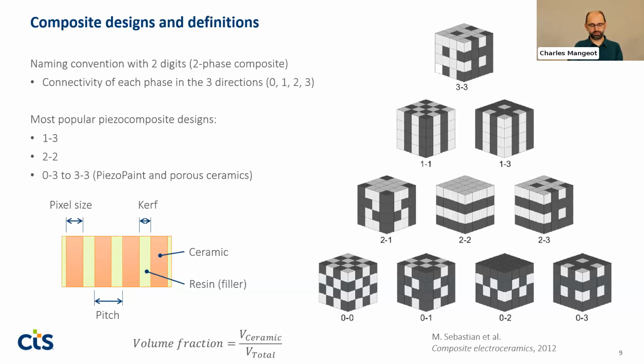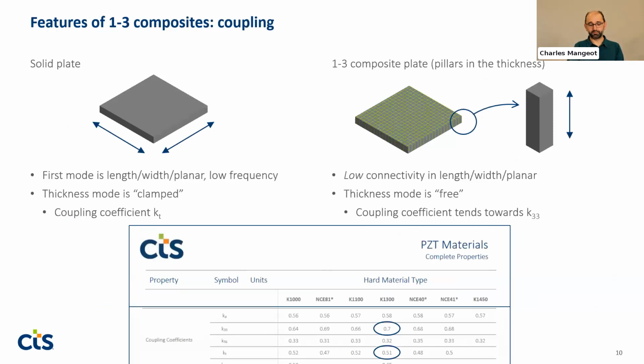Another parameter you will definitely use is the volume fraction. It's the ratio of the ceramic volume to the total volume. And you can see anything in terms of volume fraction, anything from even down to like 20% up to the 70% range. So there's a few parameters to deal with when designing a composite.